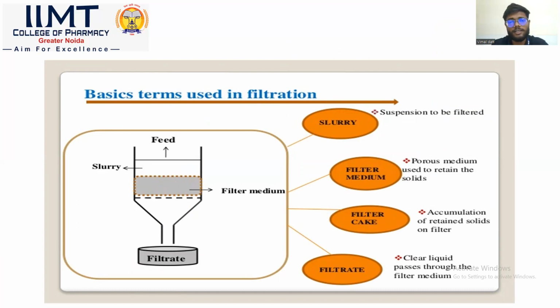Basic terms used in filtration. First of all, slurry. Slurry is basically the suspension to be filtered. Then filter medium: any porous medium used to retain the solid is known as filter medium. Then filter cake: filter cake is the accumulation of retained solid on the filter paper, or we can say the solid part collected over the filter medium. And lastly, the filtrate, that is the clear liquid after passing through the filter paper or filter medium. So these are some basic terms commonly used in the filtration process.